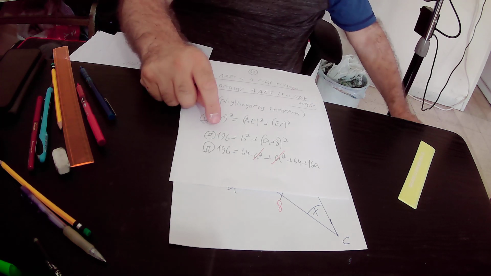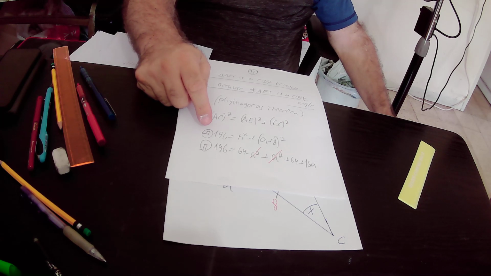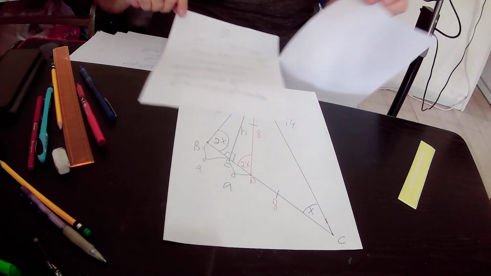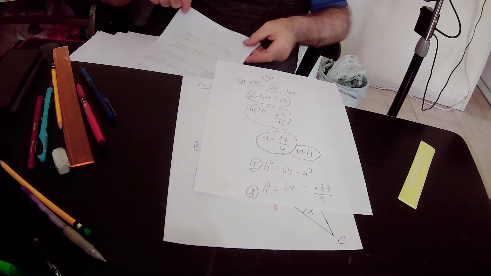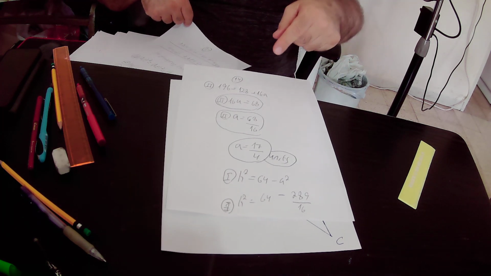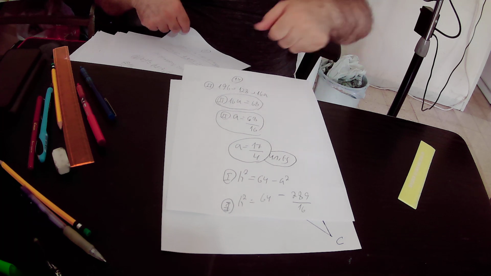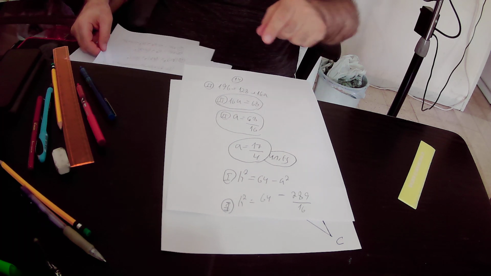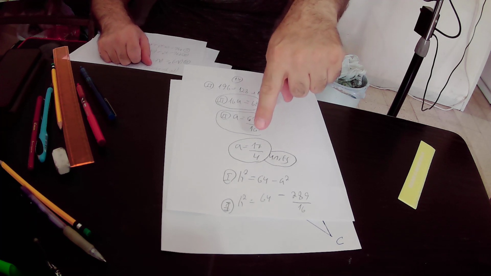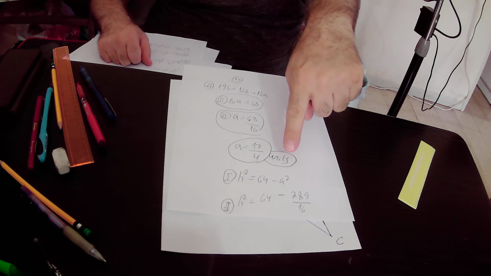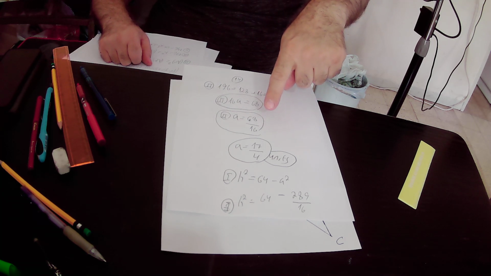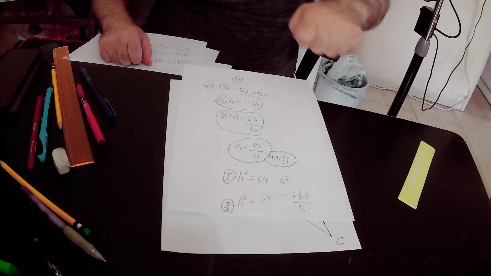we have only one variable here, that is a. So we found out that a equals 17 over 4 units, and we have equation number 1 that states that h squared equals 64 minus a squared.